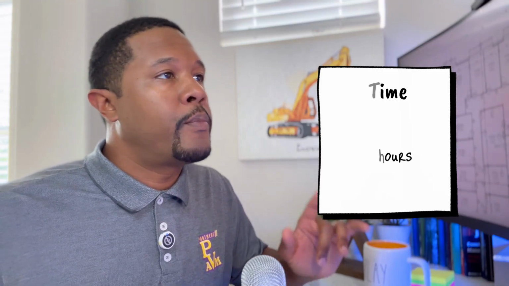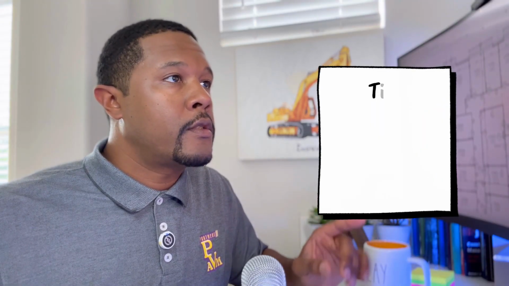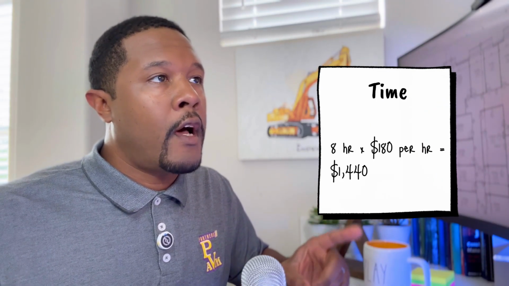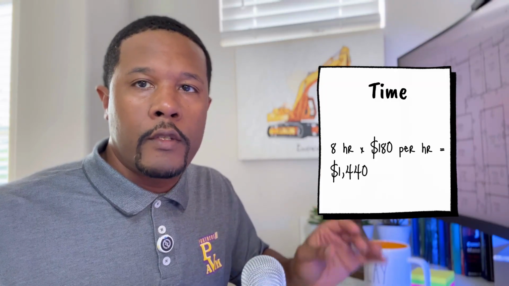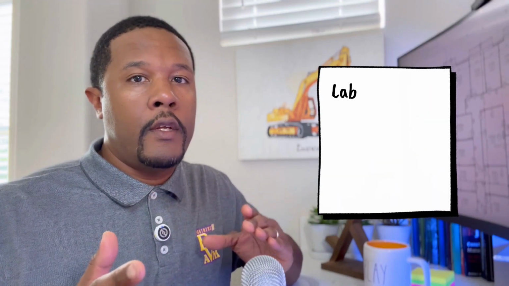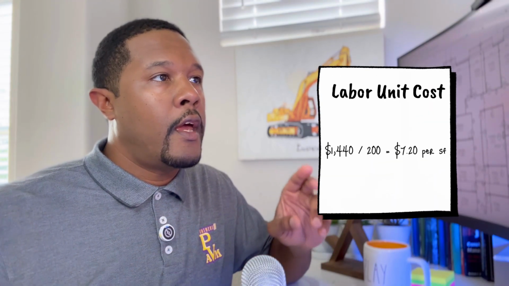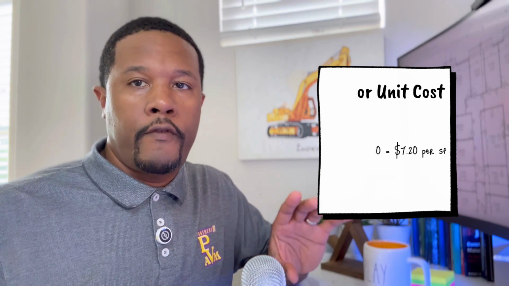All right, so now we put all that together to figure out our labor costs. 8 hours times $180 per hour equals $1,440. That's for labor. So that's your total cost for the labor. If you divide that by 200 square feet, you come out with a unit cost for labor of $7.20 per square foot, labor only.